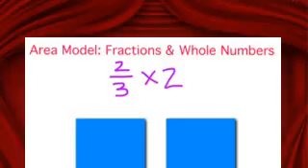Step 1 is to draw a number of rectangles equal to the whole number. In this example, the whole number is 2. So I have drawn 2 rectangles at the bottom of the screen.